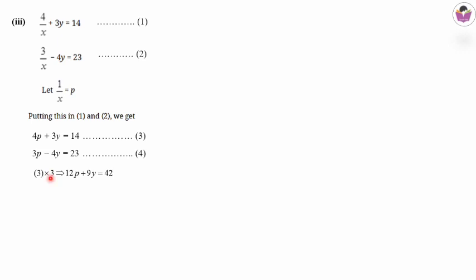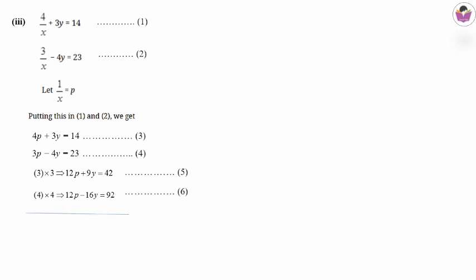When I multiply 3 with the first equation, that is equation number 3, 4 into 3 is 12p, then 3 into 3 is 9y, 14 into 3, that is equal to 42. We label it as equation number 5. Next I am multiplying equation 4 with 4. 4 into 3 is 12p, next 4 into 4 is 16y, next 4 into 23, that is equal to 92. Just label it as equation number 6.